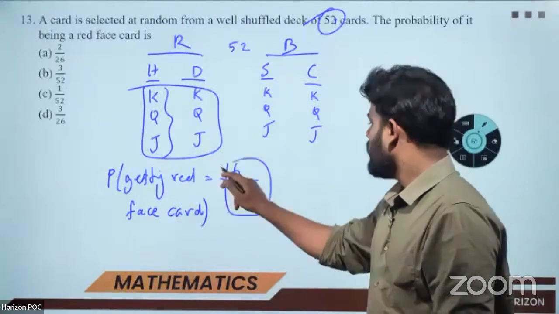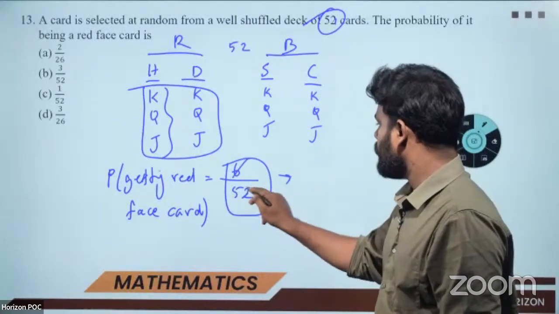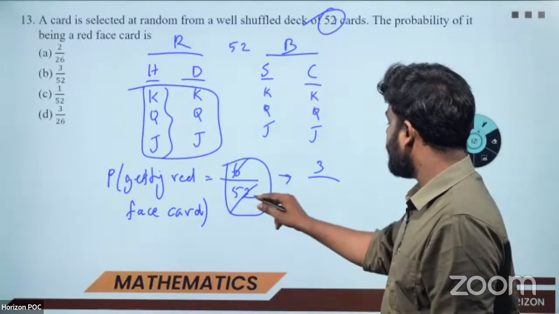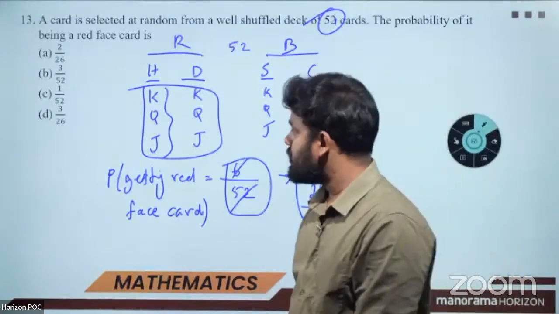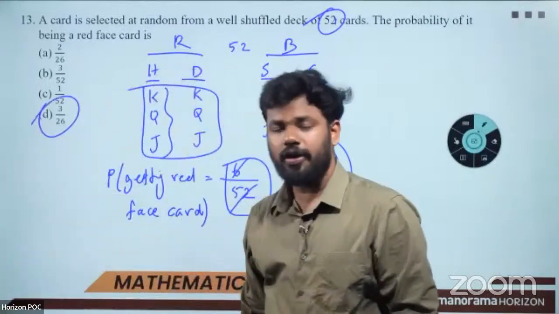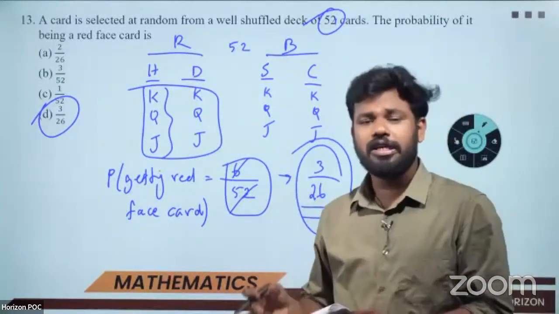So I just have to simplify this further. Cancel it by 2, you get 3. And when you cancel here, the denominator becomes 26. So you get 3 by 26, which is there in option D. Got it? So what will be the answer for that particular question? It will be 3 by 26.